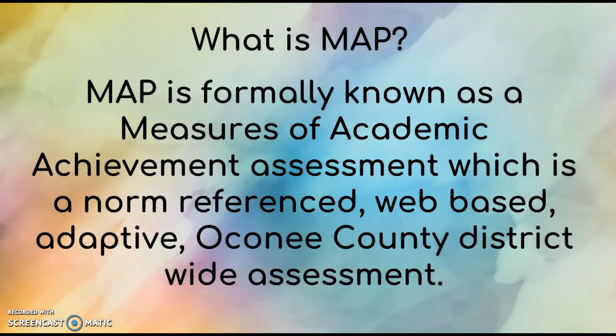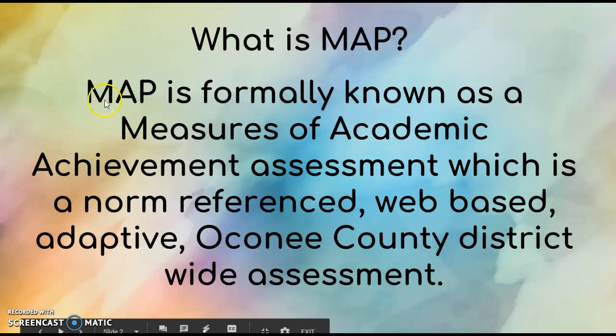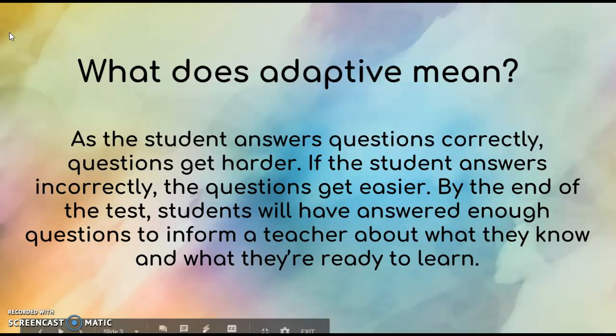So first of all, let's talk about what is MAP. MAP is formally known as the Measures of Academic Progress assessment, which is a norm-referenced, web-based, adaptive Oconee County district-wide assessment. What does adaptive mean? Well, as the student answers questions correctly, the questions get harder. If the student answers incorrectly, the questions get easier. By the end of the test, students will have answered enough questions to inform a teacher about what they know and what they're ready to learn.